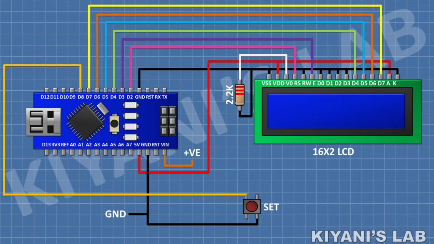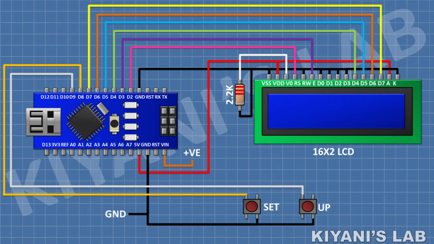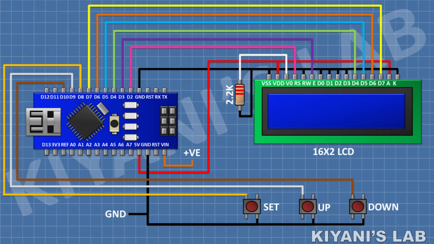After that, I'm gonna connect another push button and connect its one pin to D9 pin of Arduino and its other pin to ground. After that, I'm gonna connect another push button and connect its one pin to D10 pin of Arduino and its other pin to ground.